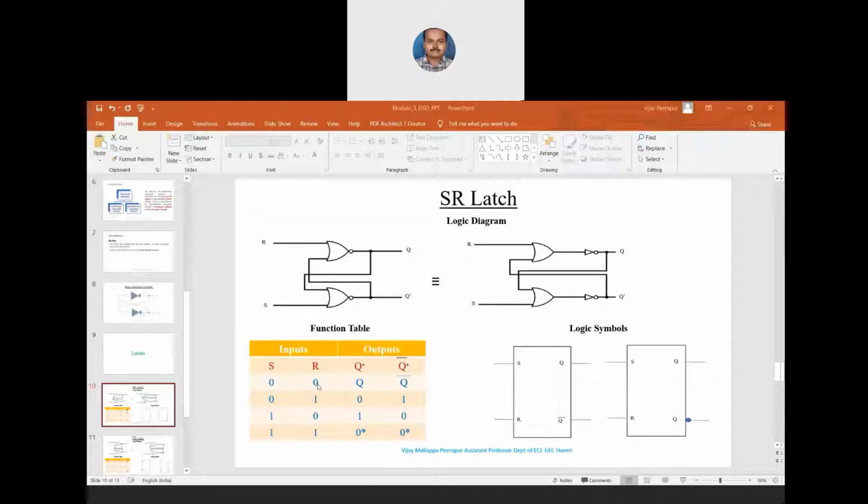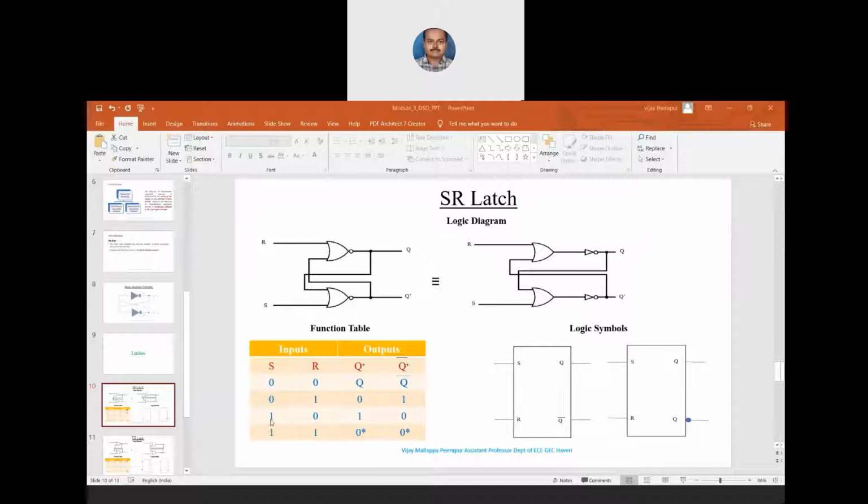When S is 0, R is 0, the next state is equal to the previous state. If the previous state is 0, the next state is also 0. If the previous state is logic 1, the next state is also logic 1. And what next? When S is 0, R is 1, we call it a reset state. Since R is 1, the output, irrespective of the previous state, is always equal to logic 0 there.